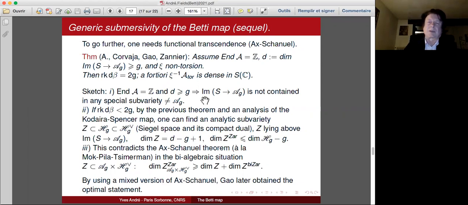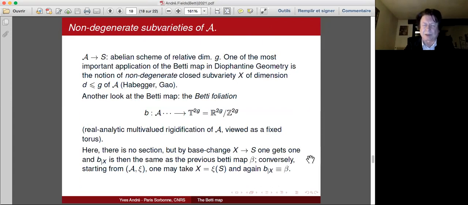But you see, we have used this theorem, which was a weak relation between Kodaira-Spencer of the abelian scheme, but without regarding the section, and the Betti map. So it's not optimal. And by using a mixed version of Ax-Schanuel, Gao later obtained the optimal statement. It's complicated to say.